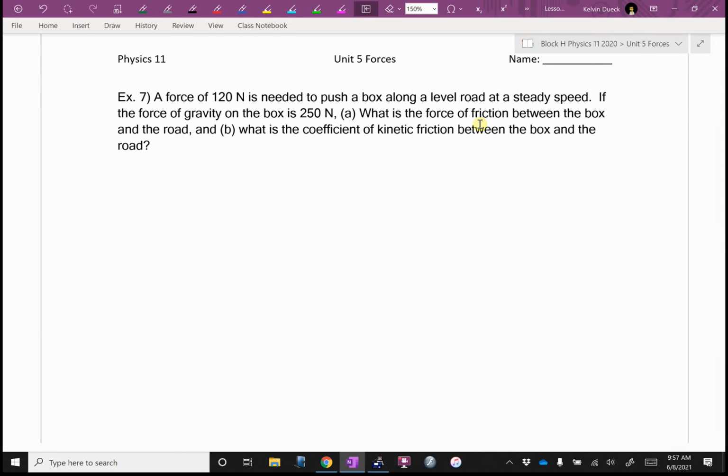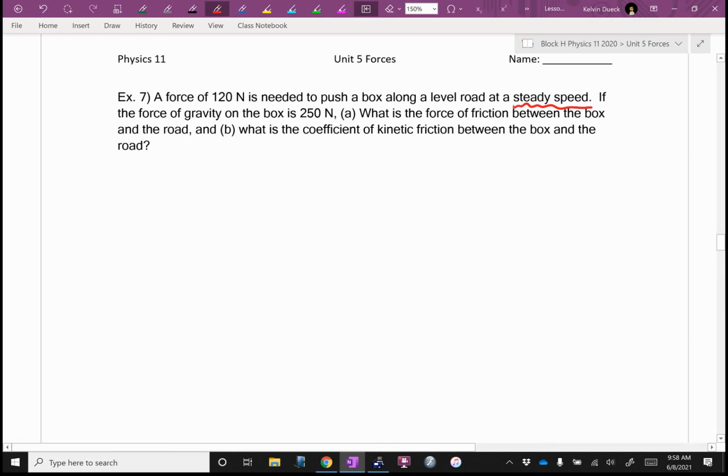Example 7. I like example 7. A force of 120 newtons is needed to push a box along a level road at a steady speed. I should underline steady speed. That's probably important. If the force of gravity is 250 newtons, A asks, what's the force of friction between the box and the road? And B asks, what's the coefficient of kinetic friction between the box and the road? Any suggestions on how I might want to start this out?